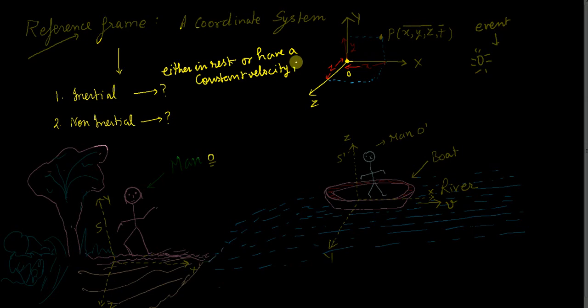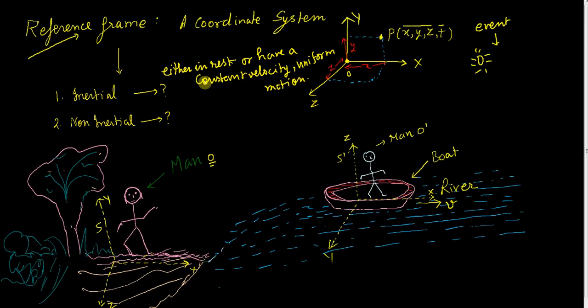Uniform motion, you can say, right? Only then that reference frame will be inertial, and in case of non-inertial, that will be a non-uniform motion. Non-uniform motion means non-uniform velocity. That means there will be acceleration.